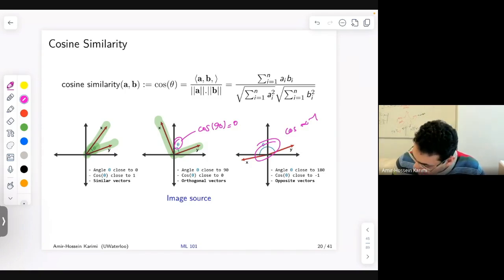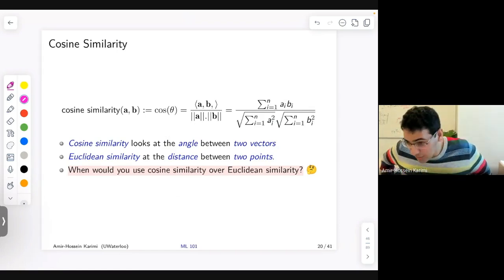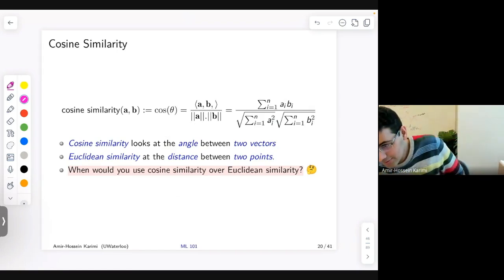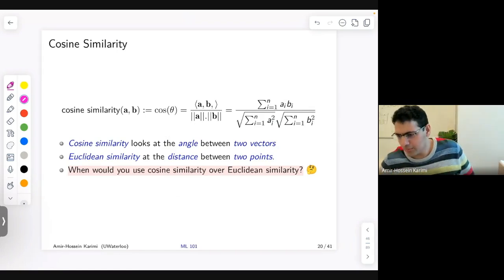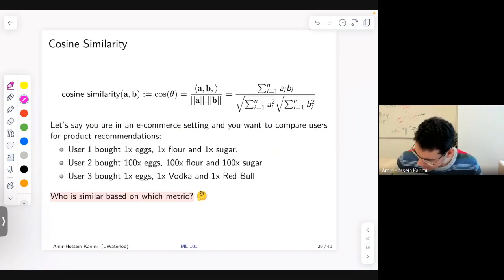We'll see an example of when you'd want to use this over the other ones in a couple slides. Okay, so to summarize then, cosine similarity looks at the angle between two vectors, whereas Euclidean similarity or LP similarity looks at the distance between two vectors or two points. When would you want to use cosine similarity over Euclidean distance? Let's look at an example.